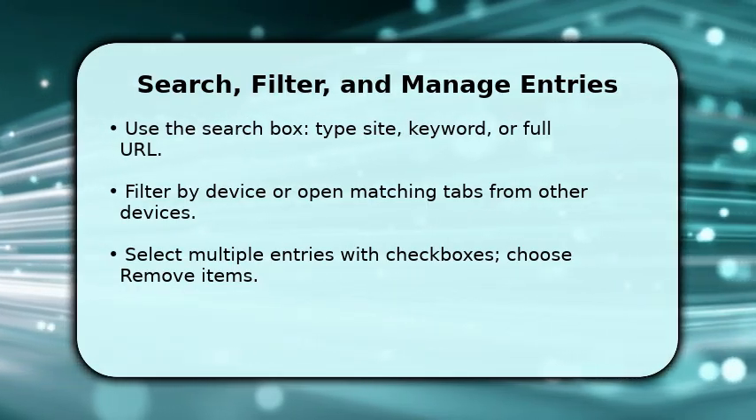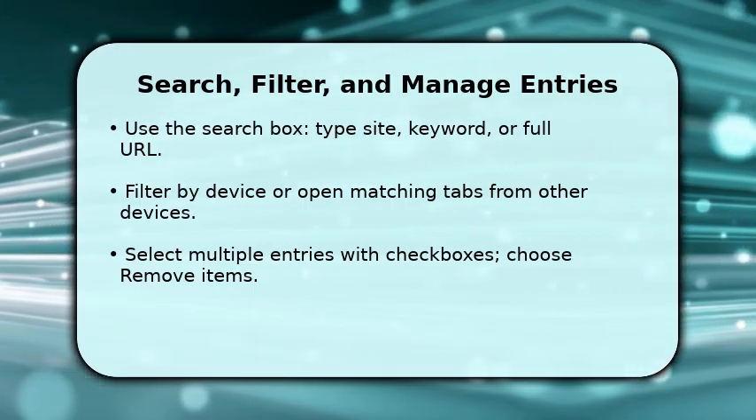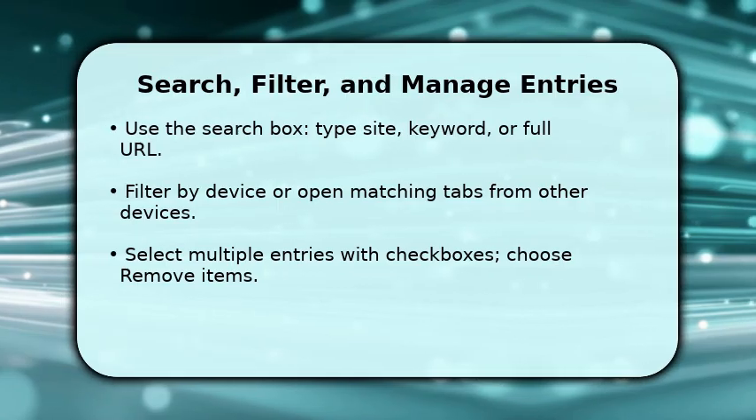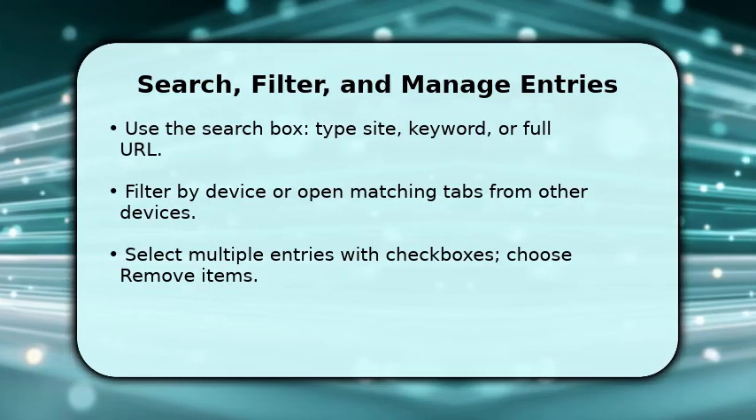To remove multiple records, check their boxes and click Remove Items. This deletes only the selected rows. Once done, be aware that deleting while sync is active removes entries across synced devices.